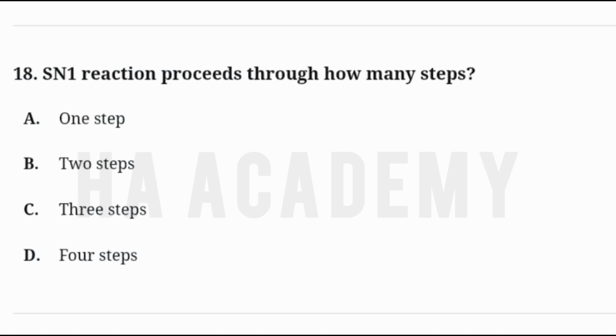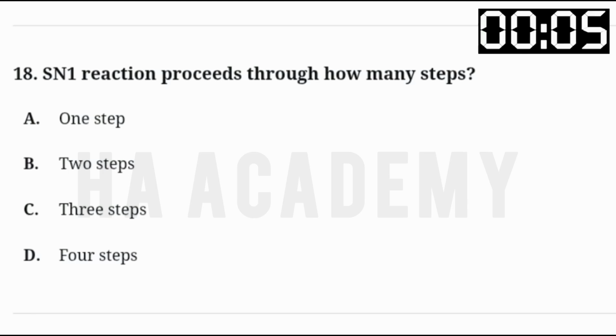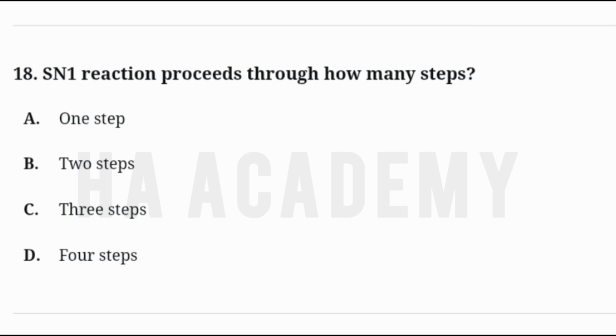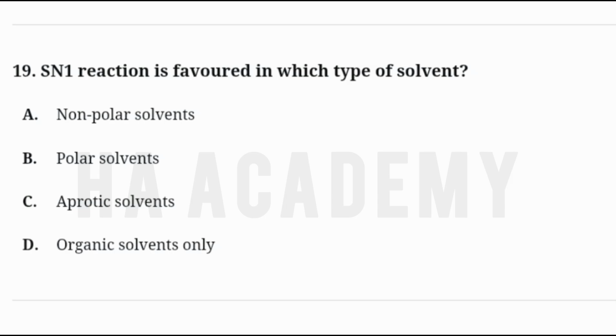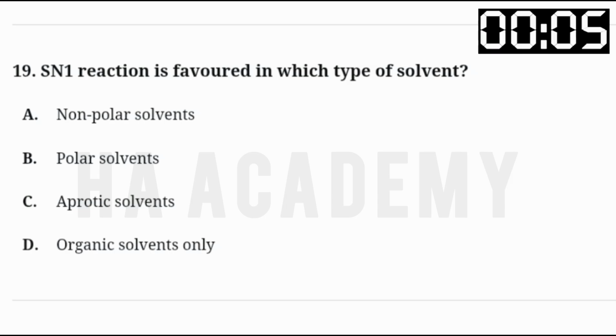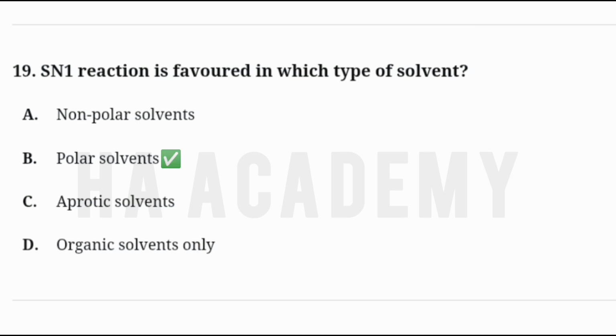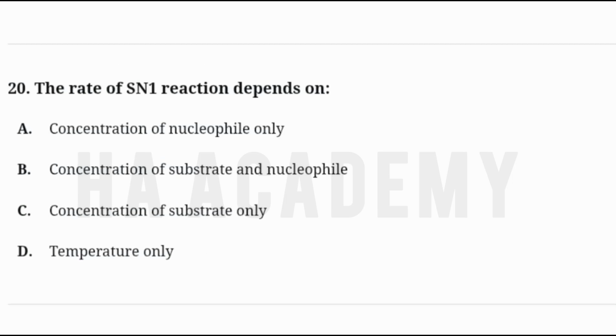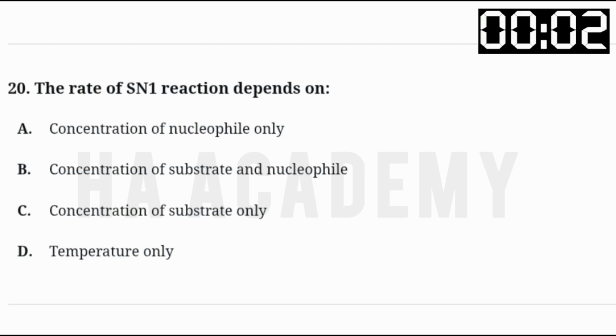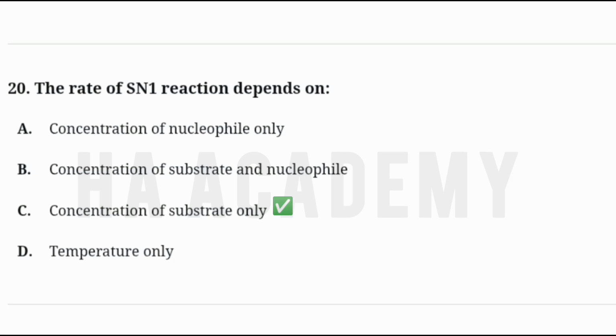SN1 reaction proceeds through how many steps? The correct option is 2 steps. SN1 reaction is favored in which type of solvent? The correct option is polar solvents. The rate of SN1 reaction depends upon... The correct option is concentration of substrate only.